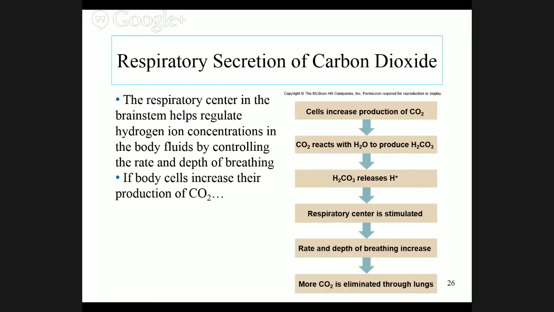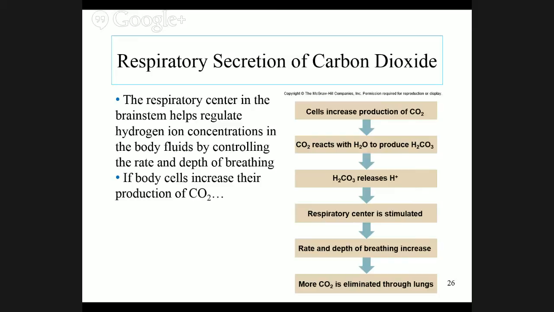Let's talk about respiratory secretion of carbon dioxide. The respiratory center in the brainstem helps regulate hydrogen ion concentrations in the body fluids by controlling the rate and depth of breathing. If body cells increase the production of carbon dioxide, as occurs during periods of physical exertion, carbonic acid production increases. As the carbonic acid dissociates, the concentration of hydrogen ions increases and the pH of the internal environment drops.